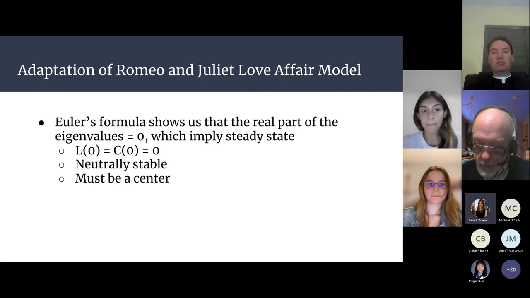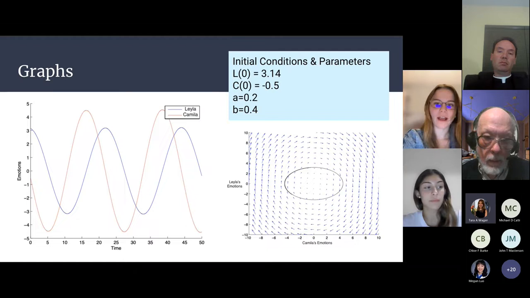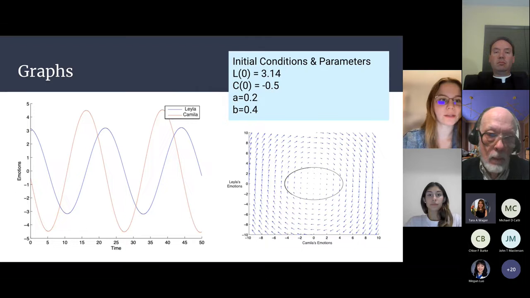So with the graphs, we can see the initial conditions and parameters. With the first graph, we see that L0 is equal to 3.14, so we start at that point. And then for Camilla's, it would be at negative 0.5.